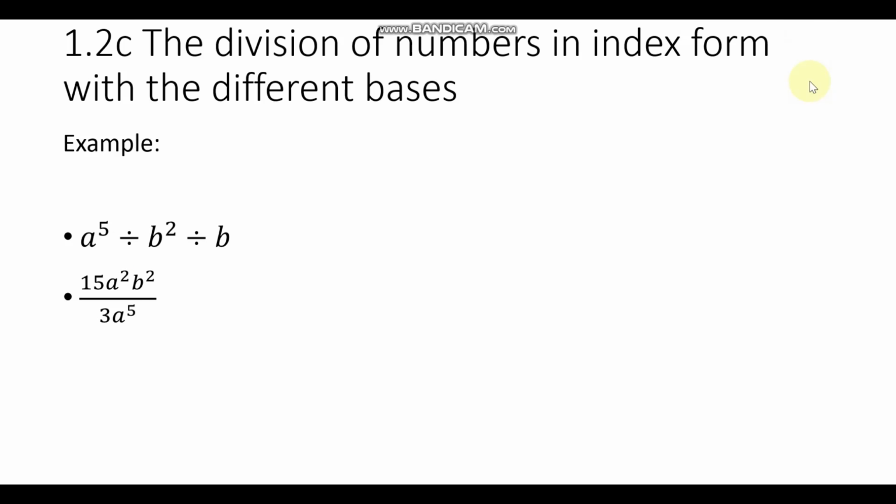Next, I will show you the division of numbers in index form with different bases. For example, in the first example, we have two bases, where the first base is a and the second base is b. For the second question, we also have two bases. The first one is a and the second one is b.